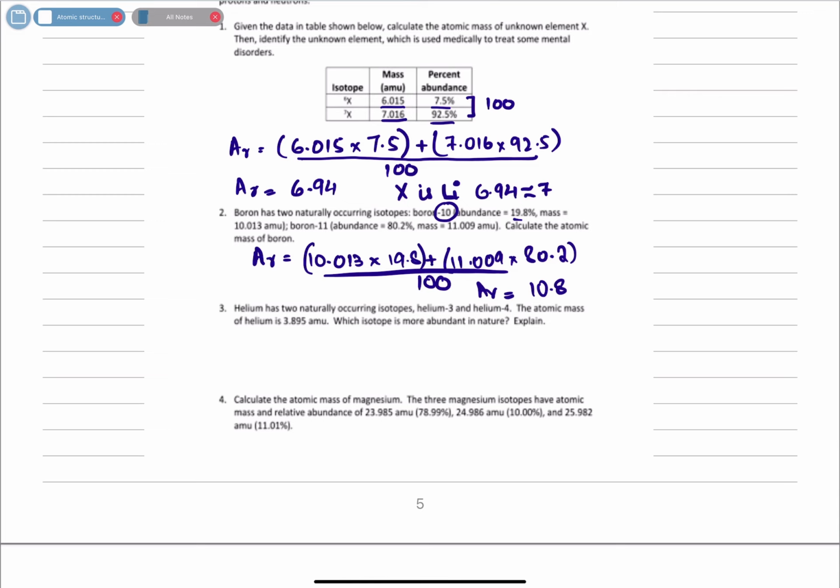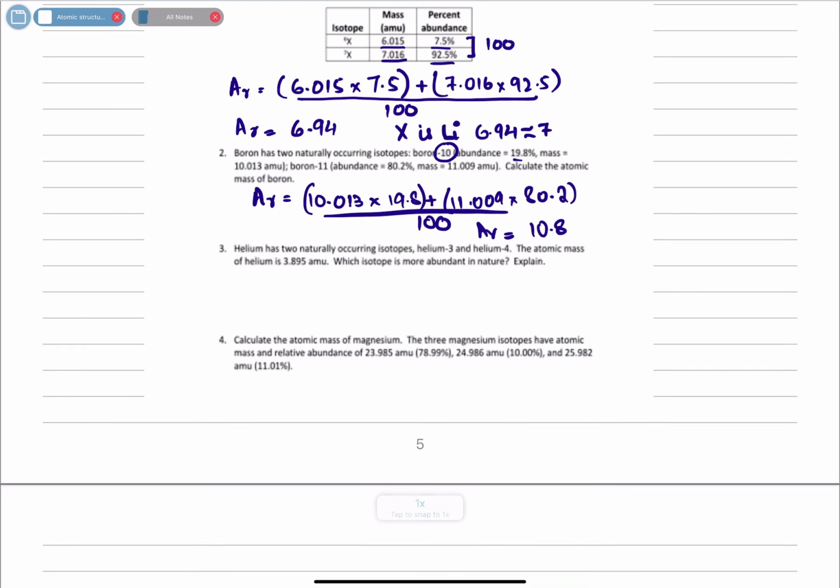Helium has 2 naturally occurring isotopes, helium 3 and 4. The atomic mass of helium is 3.895. Which isotope is more abundant in nature? Explain. So this is a difficult question because they haven't given you the percentages, but it's telling you that helium has only 2 isotopes, 3 and 4. So AR, they have given you the relative atomic mass value, so you don't need to calculate that. The AR value is already given.